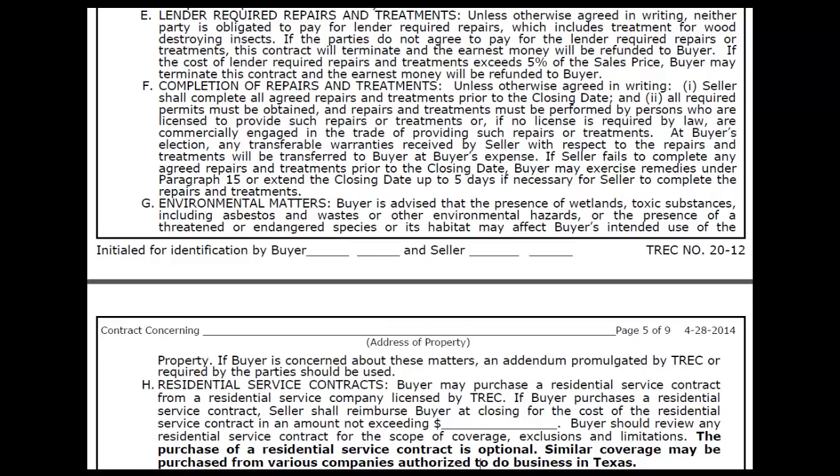Let's see here. If there are warranties involved with the work that need to be transferred, then the buyer can transfer those warranties from the seller to the buyer at the buyer's expense. And let's just say if the repairs aren't done, then the seller's going to be in default of the contract. They're breaking their agreement. The buyer can either exercise their remedies in paragraph 15, which is the default paragraph, we'll get to that here in a second, or they can extend the contract 5 days and allow a little extra time to complete the repairs.